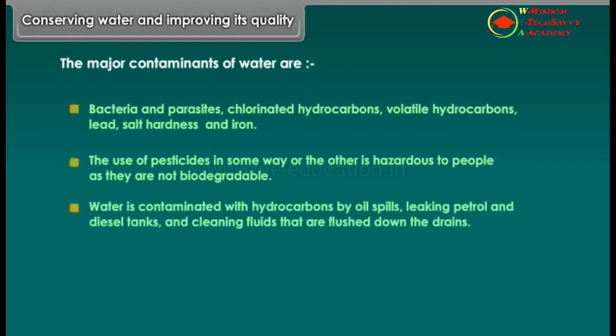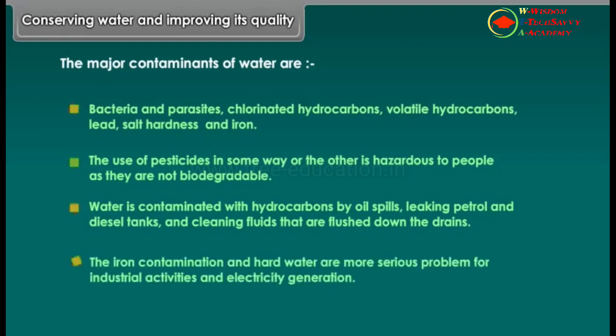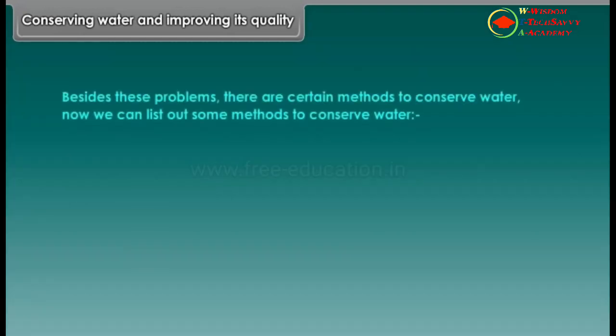Water is contaminated with hydrocarbons by oil spills, leaking petrol and diesel tanks, and cleaning fluids that are flushed down the drains. Iron contamination and hard water are more serious problems for industrial activities and electricity generation. Besides these problems, there are certain methods to conserve water.